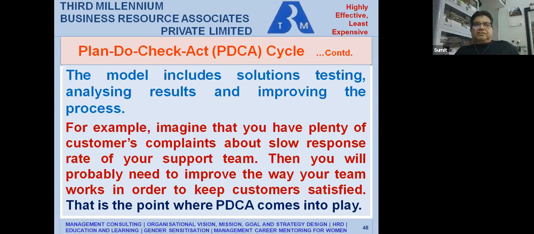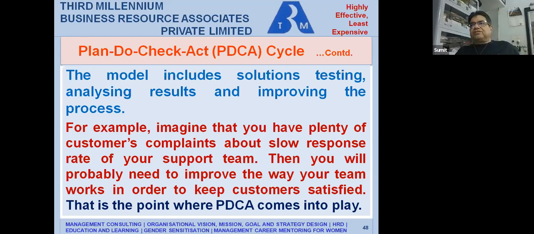So we have to take a problem and plan how to solve it. In this slide, it is giving you an example, which is very, very common in many organizations. There are a lot of customer complaints which are not being attended to. So you are not a customer friendly organization because your people involved in customer responses act very slowly. So that is what you want to improve, right?